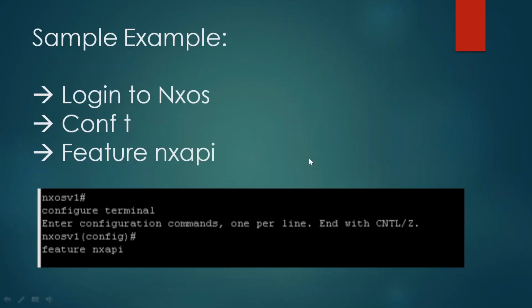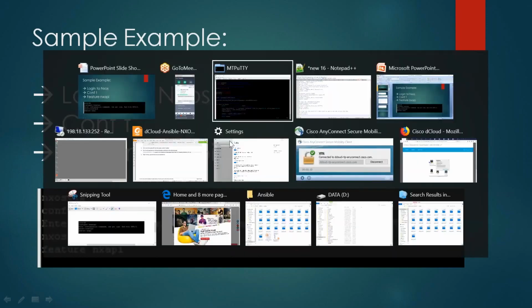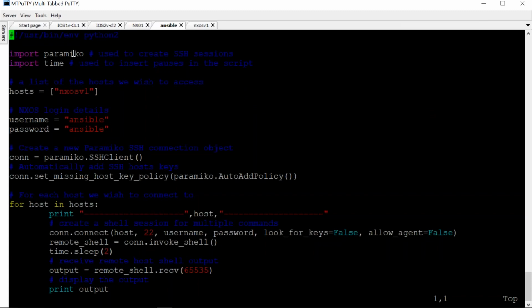In this example, we'll see how from the Python program I can log into the Nexus, say for example Nexus 1 device. I can go to conf-t and then I can enable the feature, say feature NXAPI. Okay, so let me go to the empty putty that I have. Here you can see the program, user bin environment Python 2, and then you can see the comments as well in the blue color. So this comment is for SSH. Then pause the script, a list of the host. Suppose in this case we have only one host.